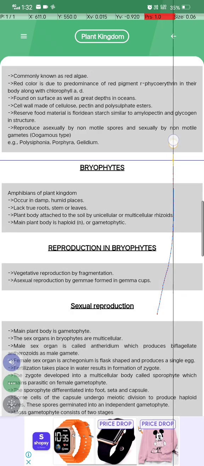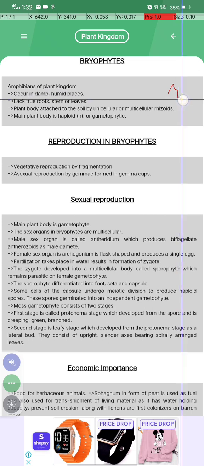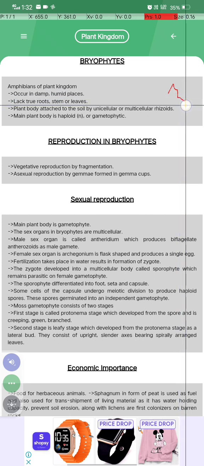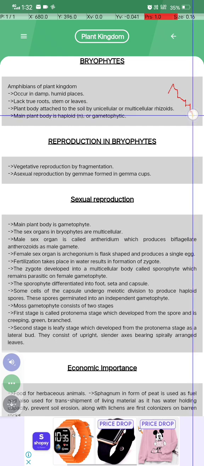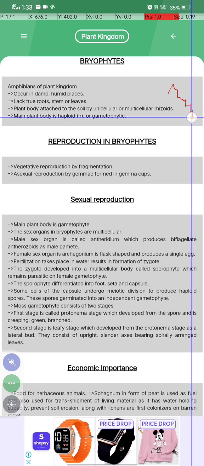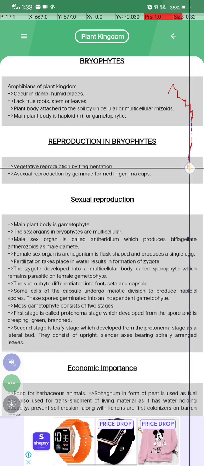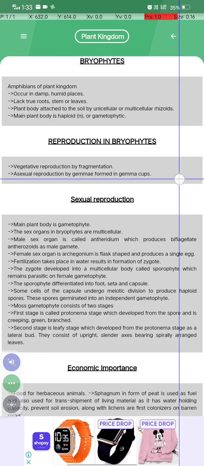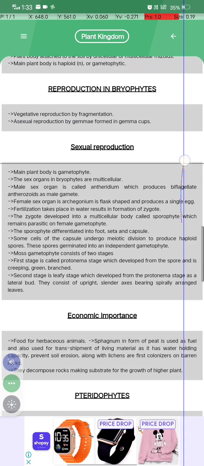Okay, now let's look at Bryophyta. Amphibians of the plant kingdom, they occur in damp and humid places and lack true roots, stem or leaves. The plant body is attached to the soil by unicellular or multicellular rhizoids, and the main plant body is haploid and gametophytic. Vegetative reproduction in bryophytes is by fragmentation, okay? And sexual reproduction is by gemmae in gemma cups.